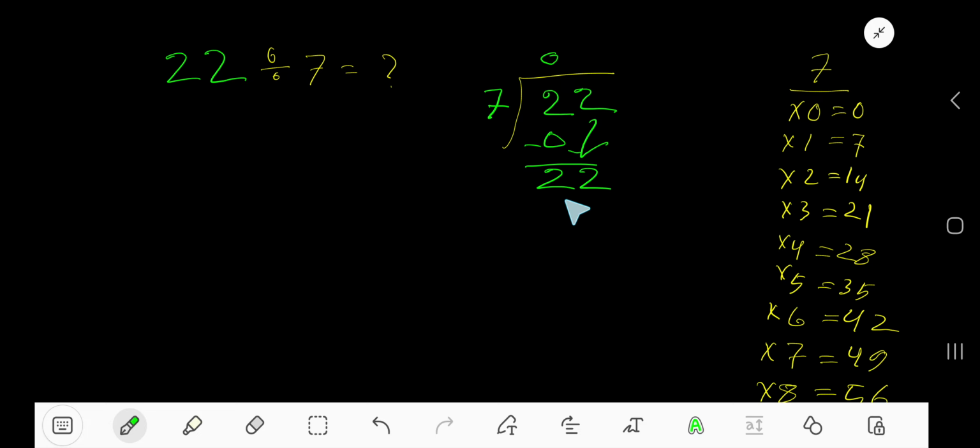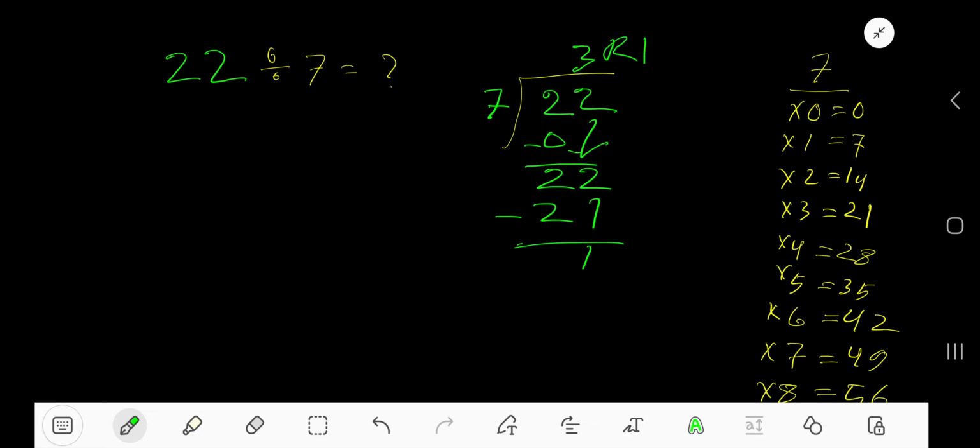7 goes into 22 how many times? 4 times is 28, which is greater, so 3 times. Write 3. 3 times 7 is 21. Subtract, you are getting 1. So your answer is 0, 3, which means 3.